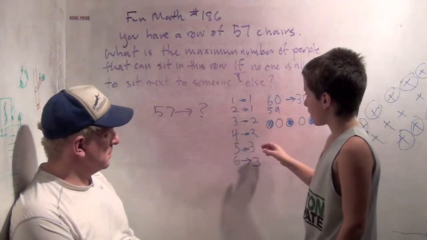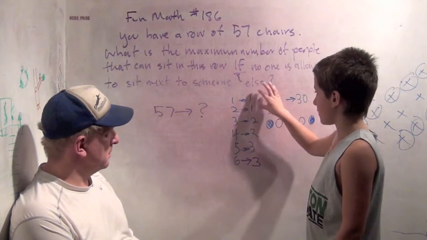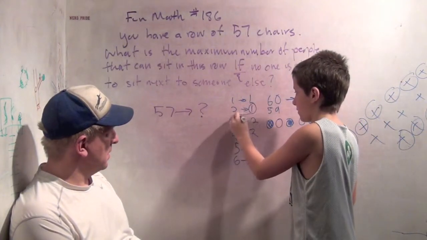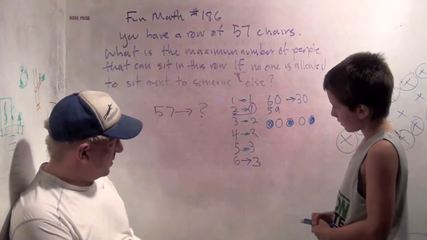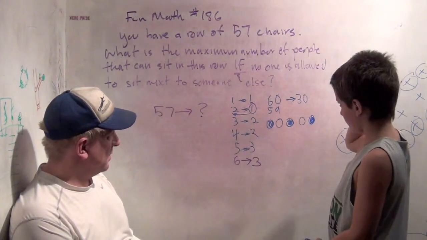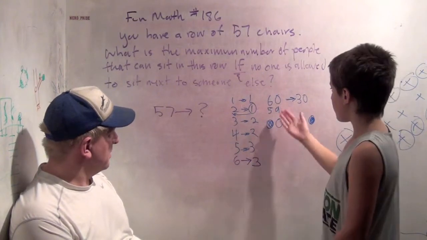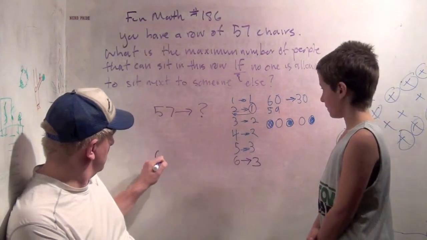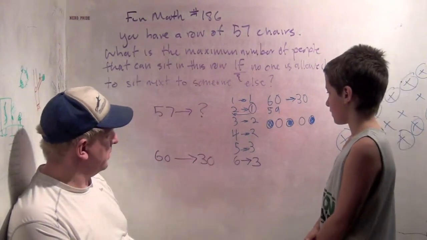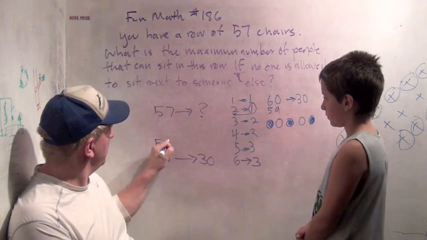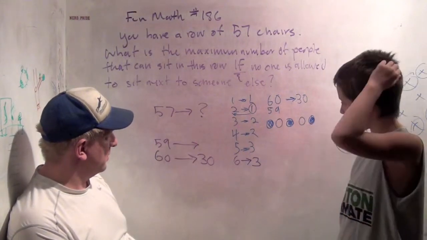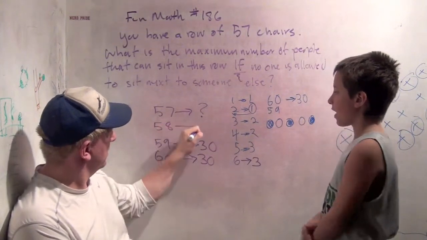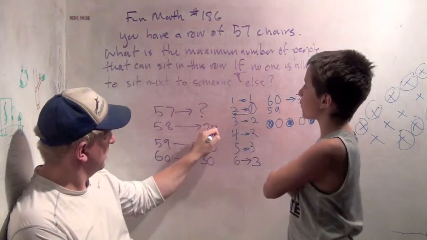I see the last one in each of these segments, 1, 1, 2, 2, 3, 3, is this number times 2. Okay, good. How's that going to help us? Well, that would mean 60 is the last one in its group, so 60 would have 30. So now, let's go back to your problem. How many would 59 have? According to this, 59 would also have 30. How many would 58 have? 58 would have 29, and 57 would also have 29.